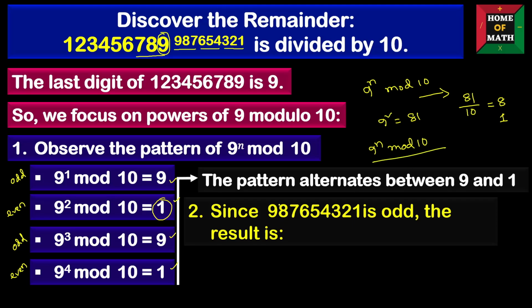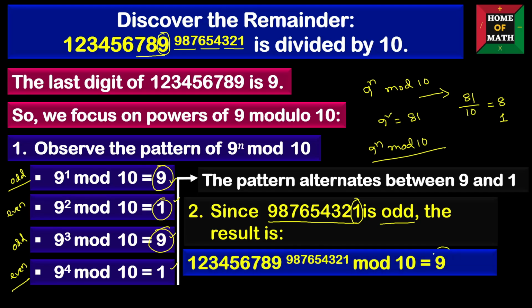So in this case, we can easily say, since the power ends in a unit digit of 1, therefore this number is what? In an odd power, we know the modulus is 10 and the remainder is 9. So our result is 9. Okay? Hope you understand this one.